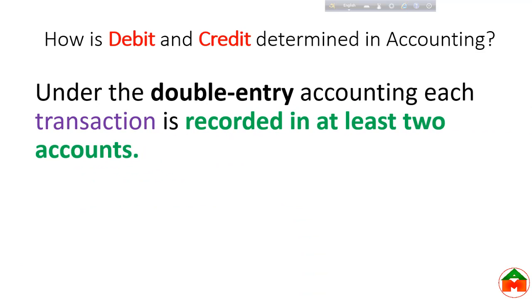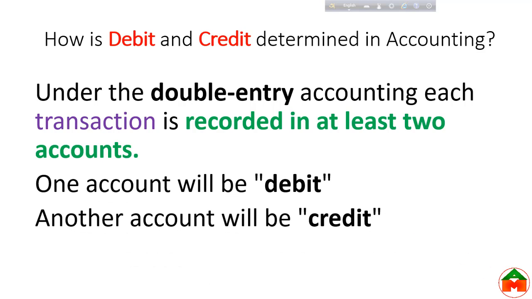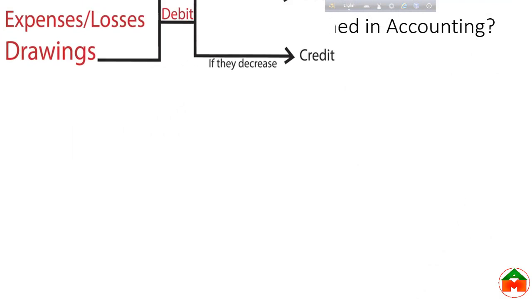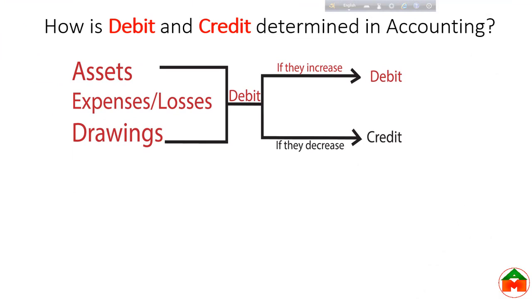Under the double entry accounting system, each transaction is recorded in at least two accounts. One account will be debit, another account will be credit. So, what is the process of determining debit credit?